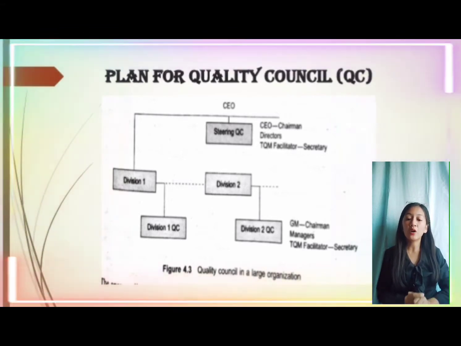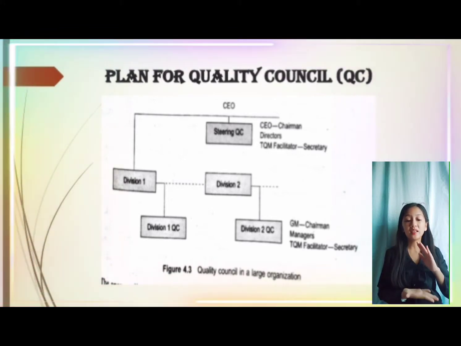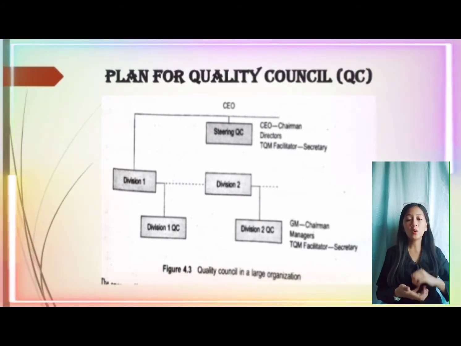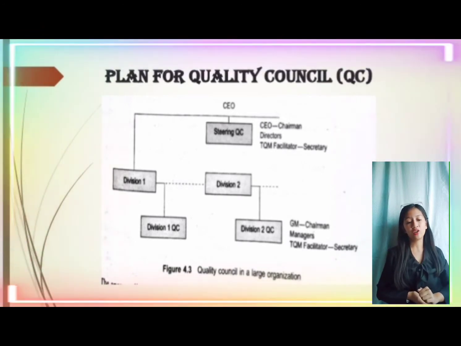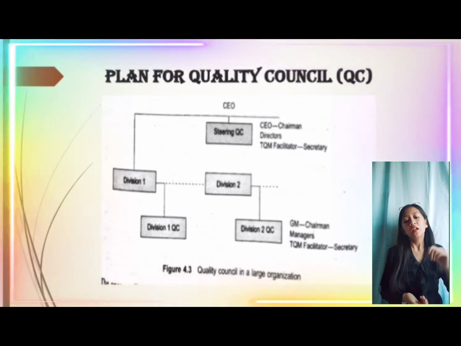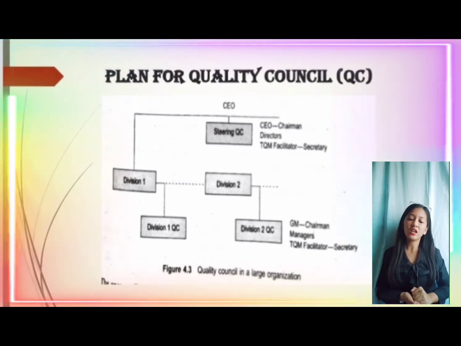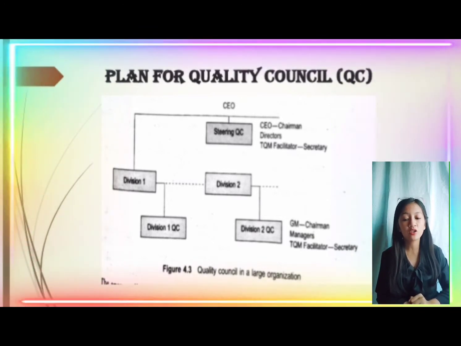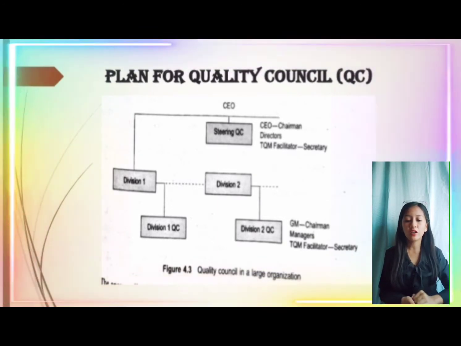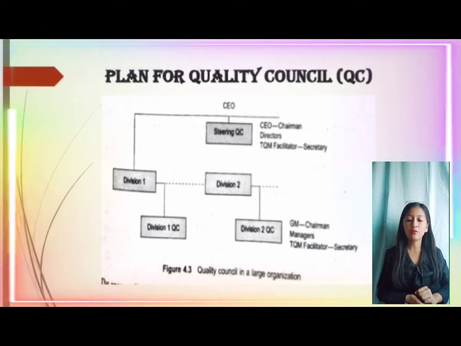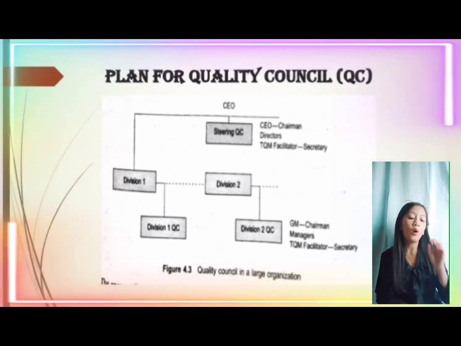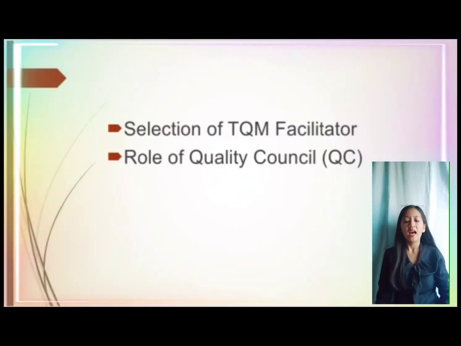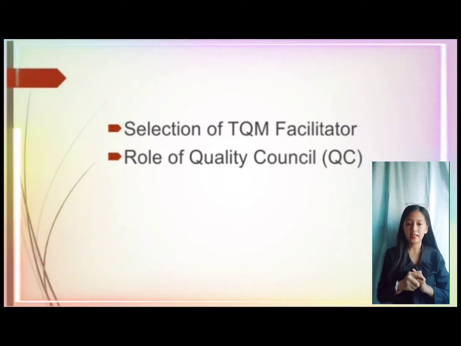The Apex Quality Council can be called the Steering Quality Council and the others Divisional Quality Councils. The Steering Quality Council consists of the CEO and the directors. The Divisional Quality Councils are for each division under a General Manager, in which the TQM Facilitator will also be a member. The Quality Councils are the corporate structures for implementation of TQM, while the chairman and members of the Quality Council are ex officio.